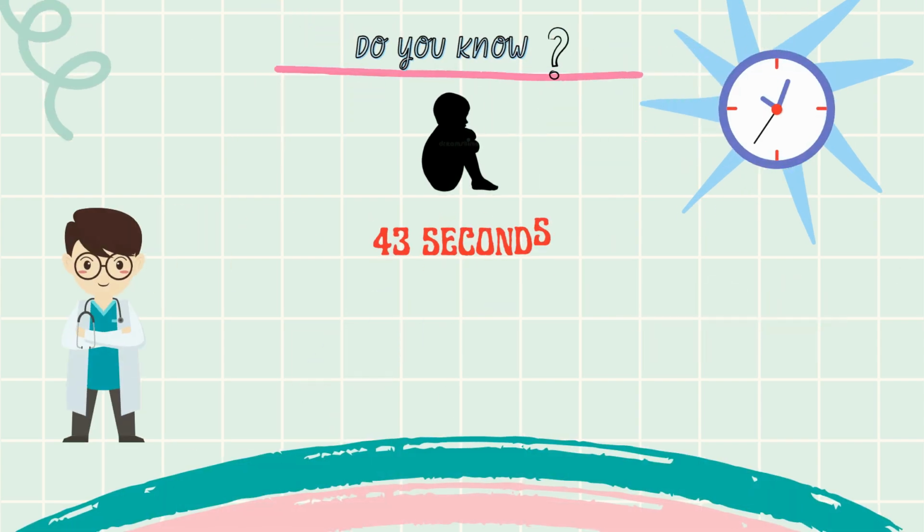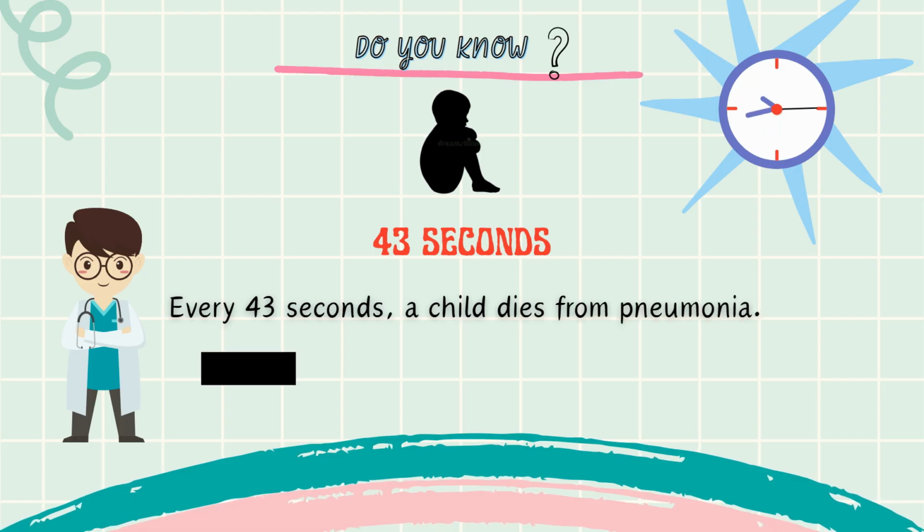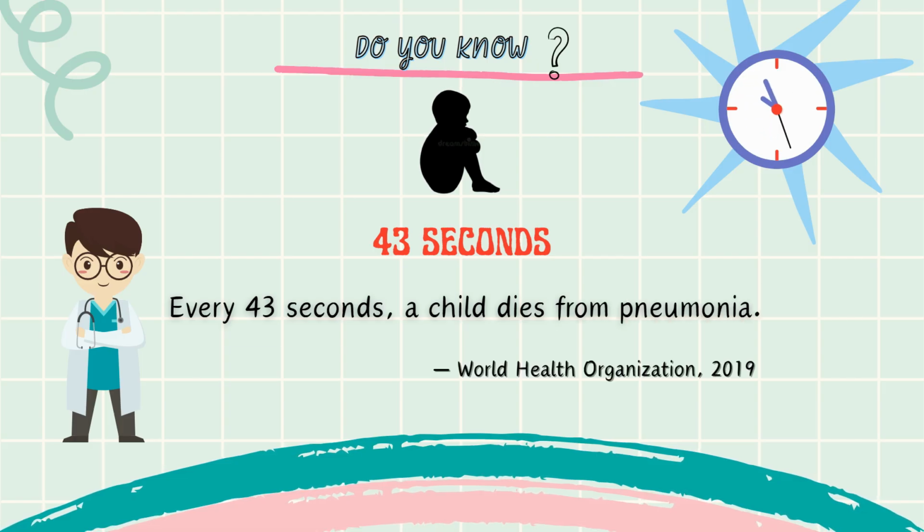Do you know? Every 43 seconds, a child dies from pneumonia somewhere in the world. That is over 740,000 children under 5 who died in 2019 alone. And many of these deaths could have been prevented with faster diagnosis.